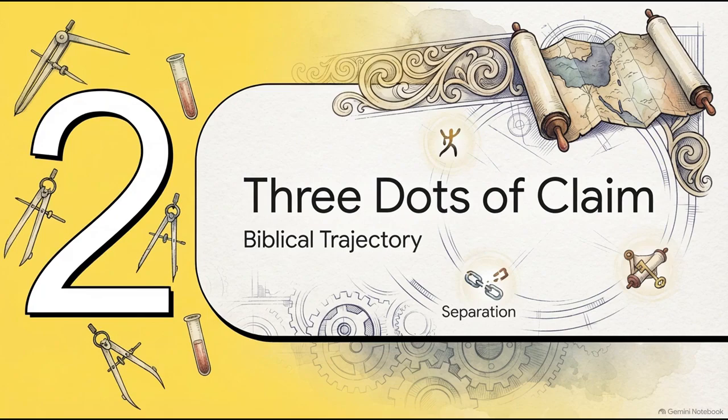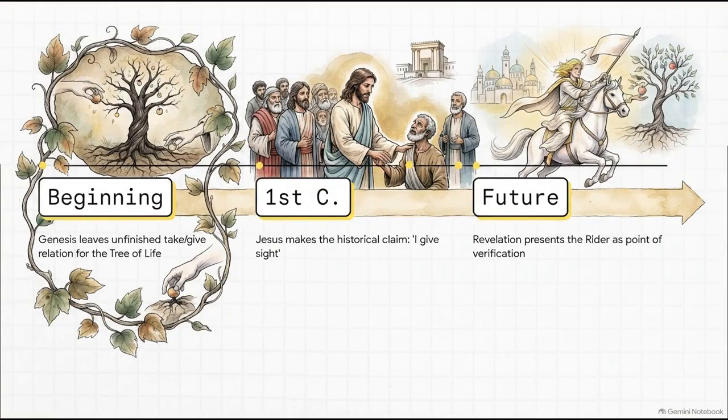Moving on to Section 2, the 3 dots of the claim, mapping the biblical trajectory. To really understand this mechanism, the source material maps out a horizontal trajectory across time. Think of it as 3 distinct dots. First, we start with the planted seed, way back in the beginning. Genesis chapter 3 leaves us with an unfinished take-and-give relationship regarding the tree of life.